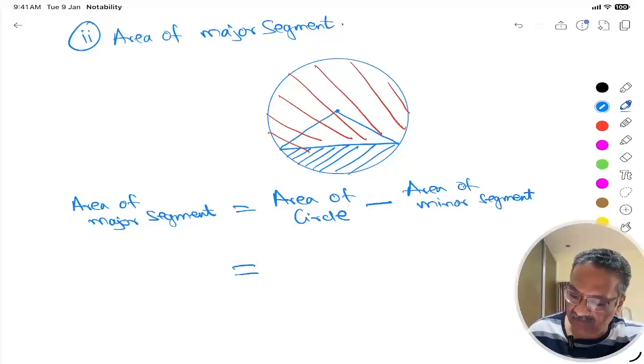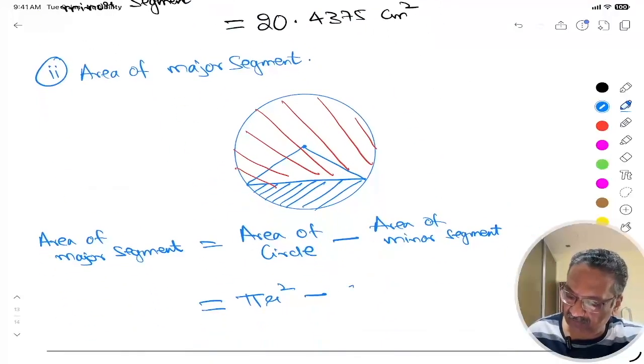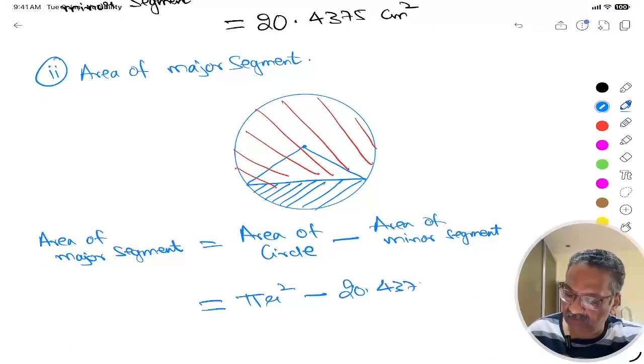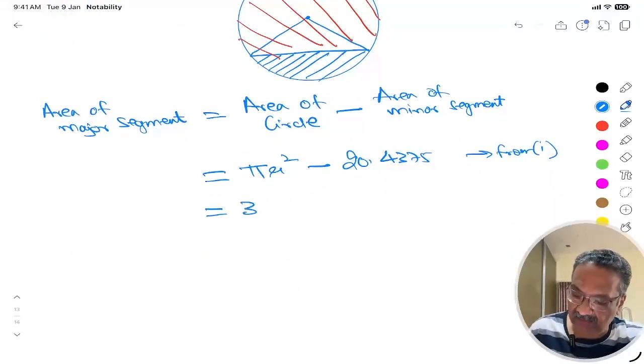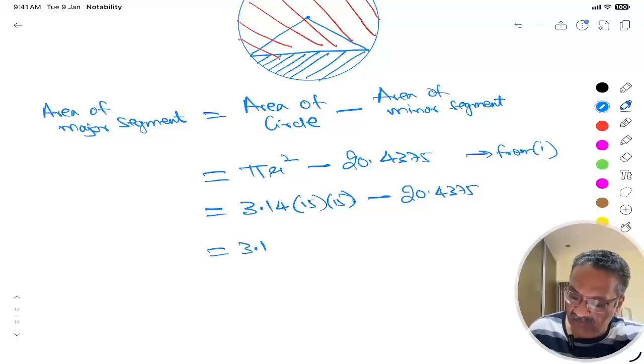Now what is the area of circle? Nothing but pi r square minus area of minor segment. From 1 we have got 20.4375 from the first portion, right? Now what is r? See, pi is 3.14 into r is 15 square minus 20.4375.